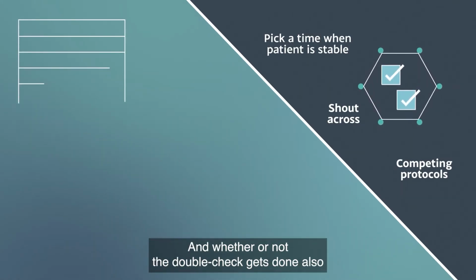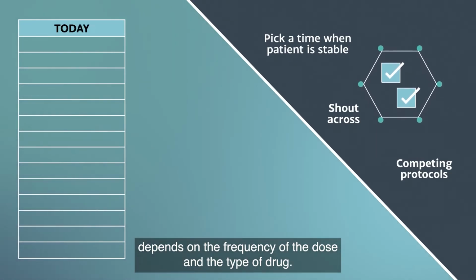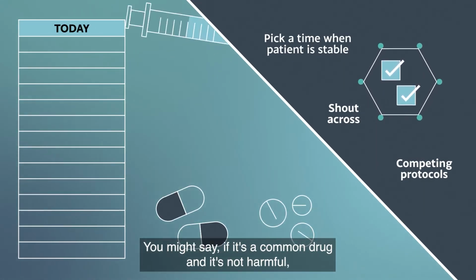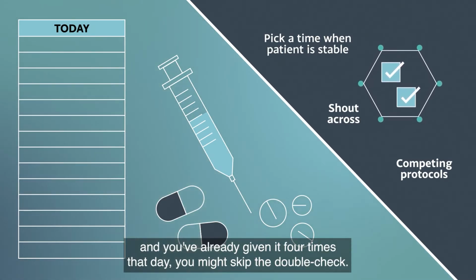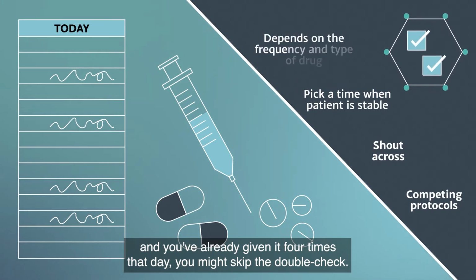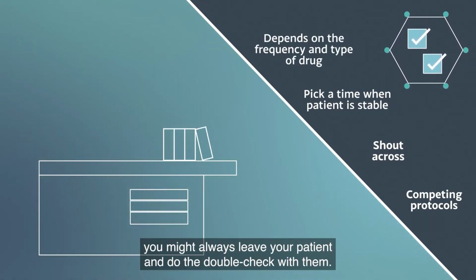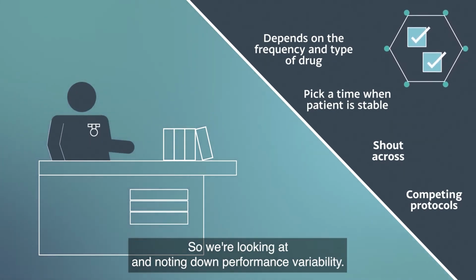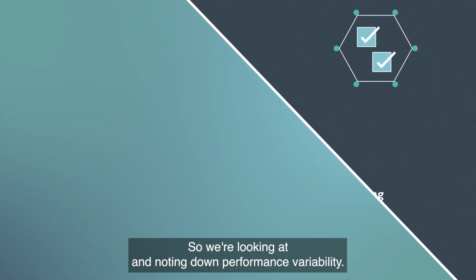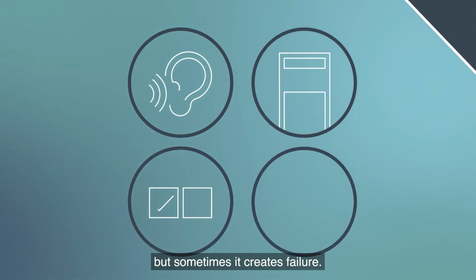And whether or not the double check gets done also depends on the frequency of the dose and the type of drug. You might say, if it's a common drug and it's not harmful, and you've already given it 4 times that day, you might skip the double check. But if there's a nurse you're unfamiliar with on duty, you might always leave your patient and do the double check with them. So we're looking at and noting down performance variability. This variability usually creates success, but sometimes it creates failure.